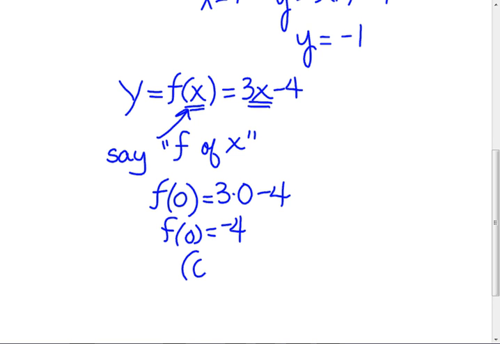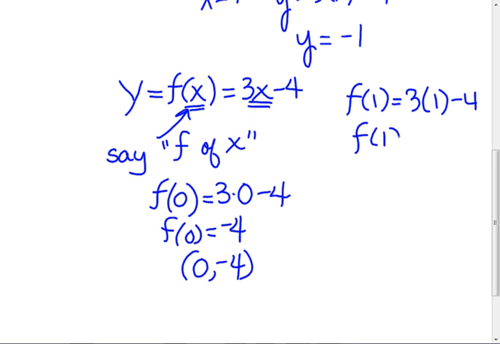I've got the ordered pair right there. And functions are important. I just put 0. Could I find f of 1? F of 1 is 3 times 1 minus 4. So f of 1 is equal to negative 1. It gives me the ordered pair.